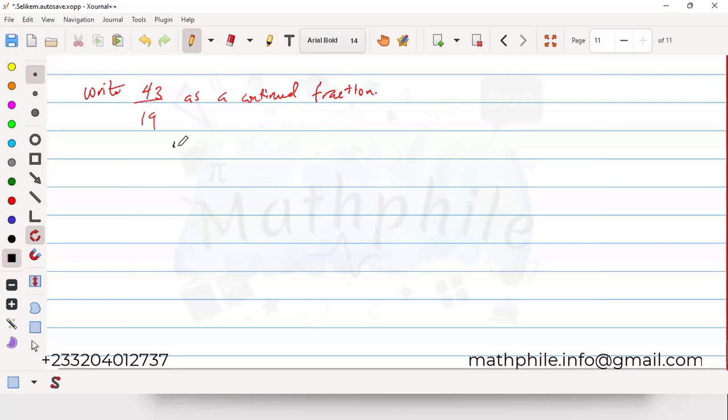Okay, so we got 43 over 19. With this one, you can say that this is the same as writing, that is, if you change 43 over 19 to a mixed fraction, what do you get? We got two whole number 5/19. So let me say 2 plus 5 over 19. So there's the first part of our answer.